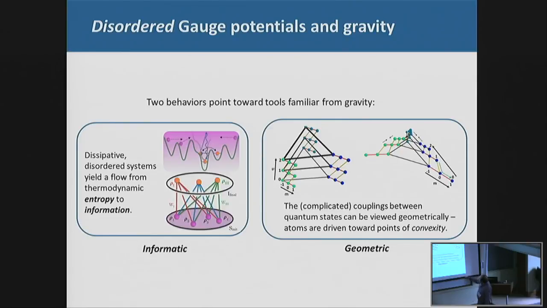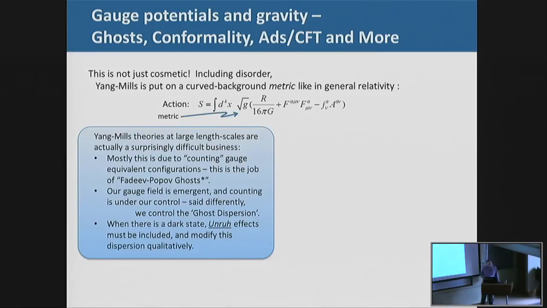What you can reason is that atoms, as they are pumped into these dark states, will be pushed out into the convex regions of this plot. And so there's a certain kind of geometric aspect to this non-equilibrium physics as well. So we have these two kinds of things, an informatic perspective and a geometric perspective, that are hinting at gravitational physics. And I wouldn't say more about it than if it weren't for the following things.